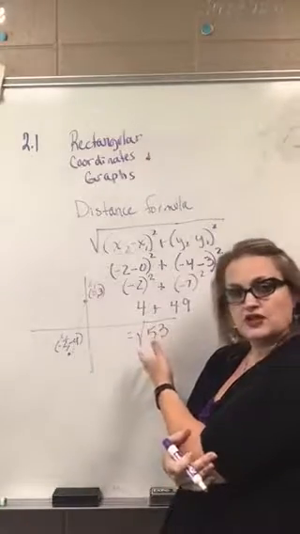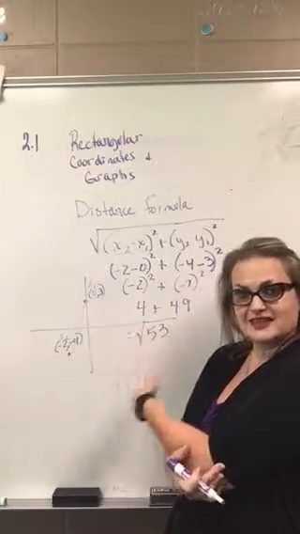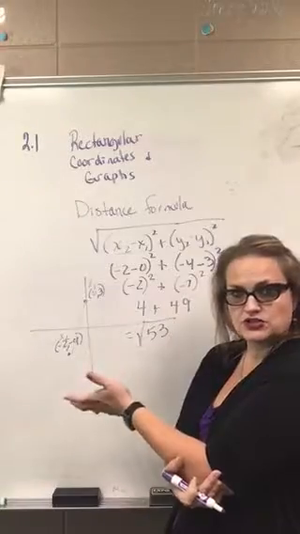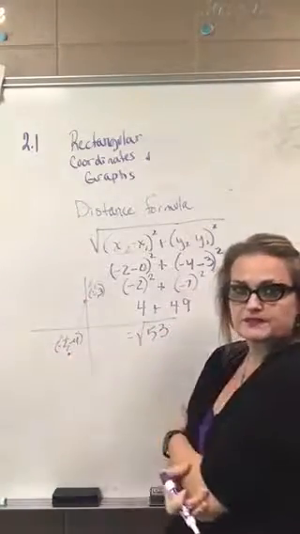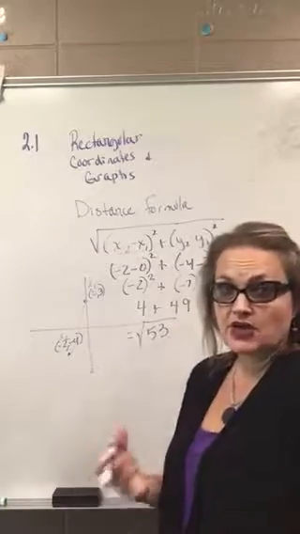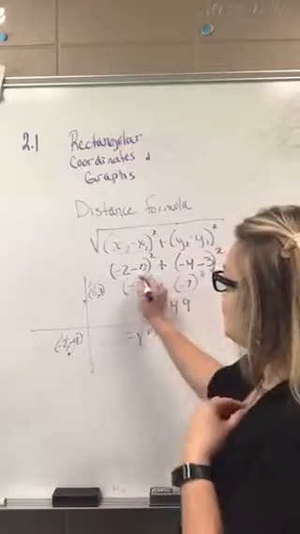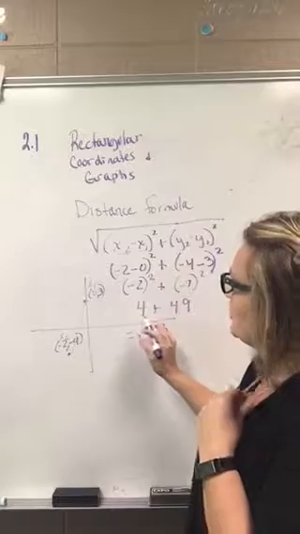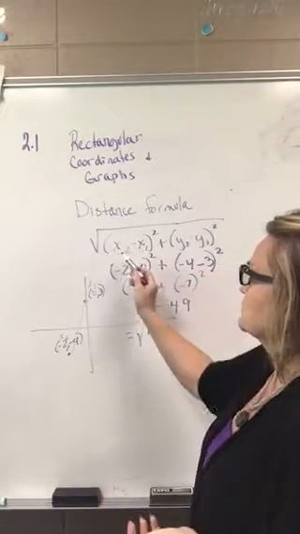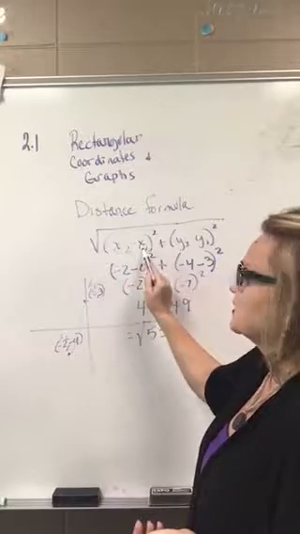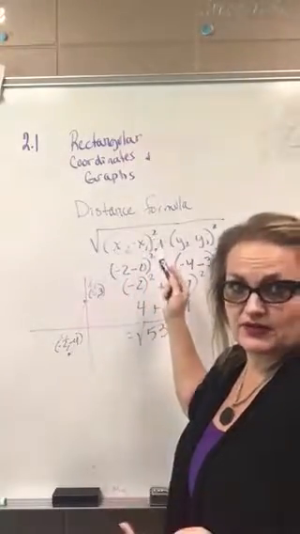You could punch it in your calculator and get a decimal. It's about 7 point something, 7.2-ish. So it's a little more than 7 units from here to here. All right. So again, because we are subtracting and then squaring, it doesn't really matter what order you subtract these in. But this is just the traditional way this formula is always listed, x sub 2 minus x sub 1. But no, that's not really a big deal.